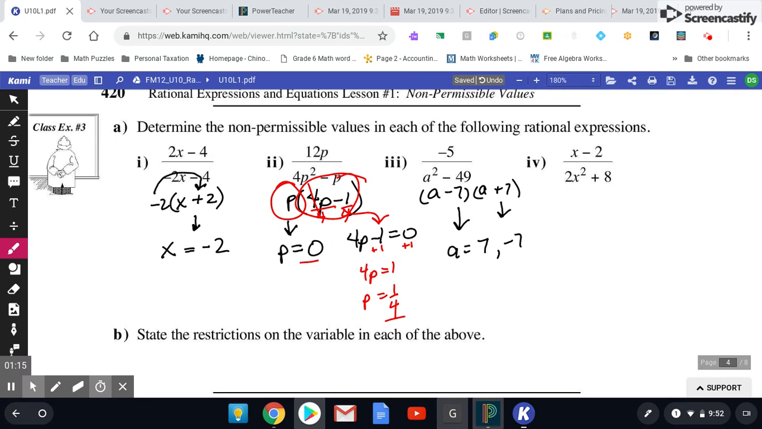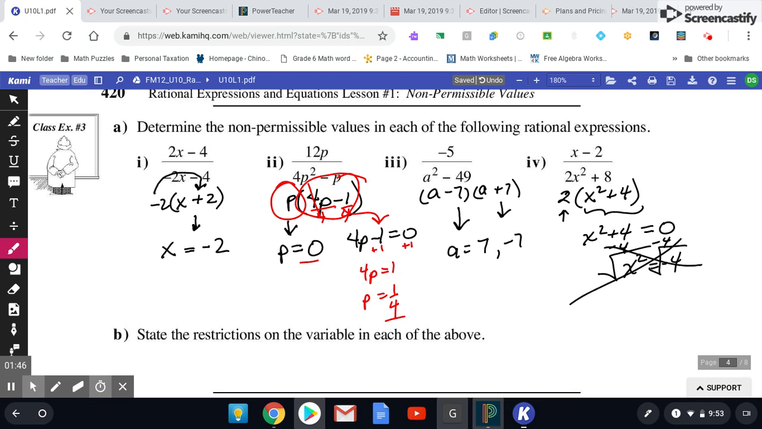All right, let's look at the last one. If I was going to factor the denominator, I would pull out a 2. That will leave me with x squared plus 4. So there's nothing from the front here that would give you a non-permissible value. That can never turn into a 0. It's a 2. However, what about this? Can that ever be 0? And so you could go, let's check. X squared plus 4 equals 0. Okay, subtract 4. X squared equals negative 4. Uh-oh, problem. You can't take the square root of a negative 4.